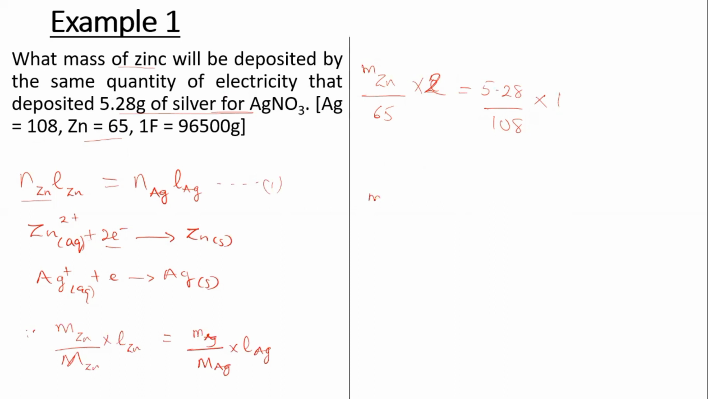So what do we have now? That's going to be 65 times 5.28 times 1 divided by 2 times 108. All right, so if you press it on your calculator, we get that the mass of zinc that we produced is 1.59 gram. All right, I believe that's very simple.